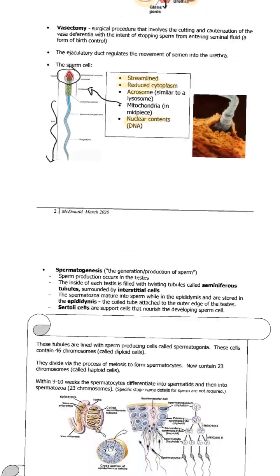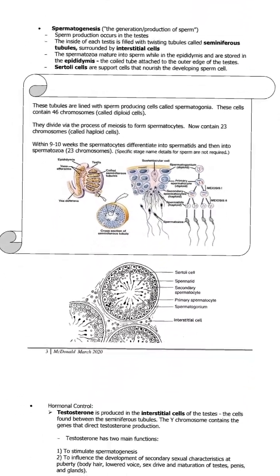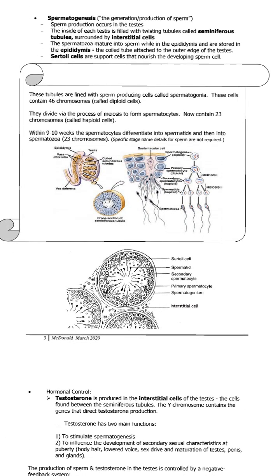The process of spermatogenesis essentially means the generation or production of sperm, and that's going to occur in the testes in the structure called the seminiferous tubules. The seminiferous tubules are surrounded by structures called interstitial cells. They're the ones that are going to secrete the testosterone. The seminiferous tubules are the structures that are going to allow the sperm to develop.